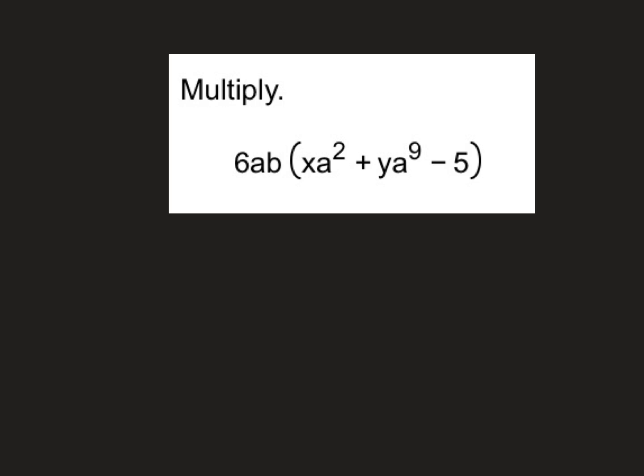Okay, this is distributive property. So 6ab times xa squared is going to be 6a to the third. So a times a squared is a to the third. B tags along, no friends, and then plus x. And then I'm going to go next this way.